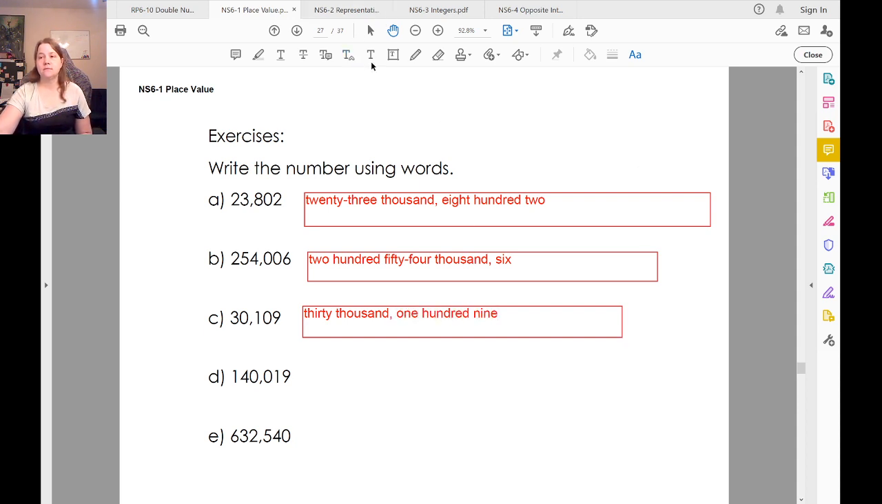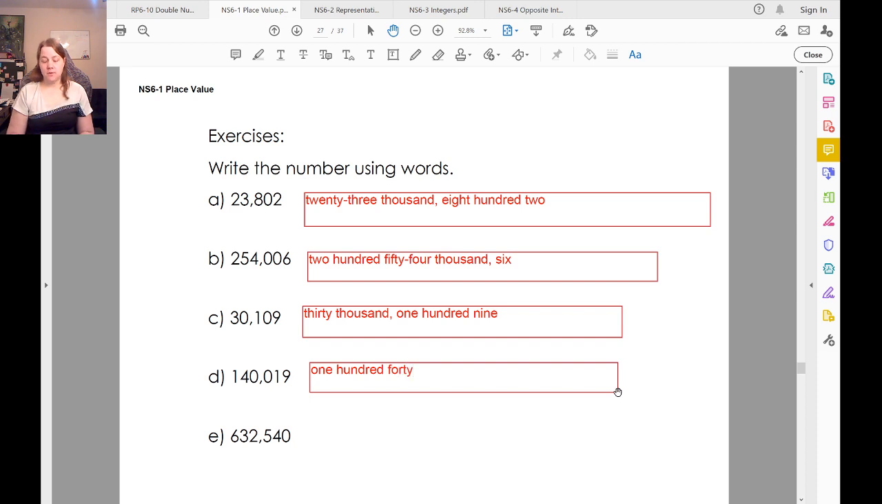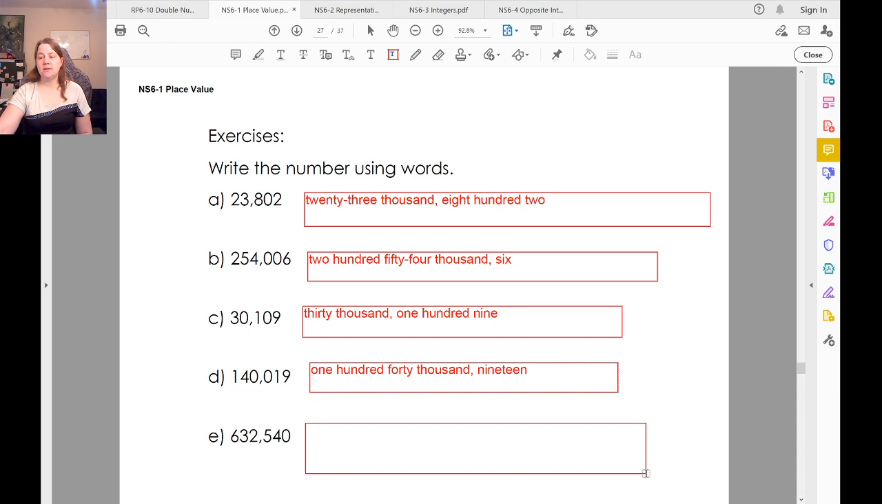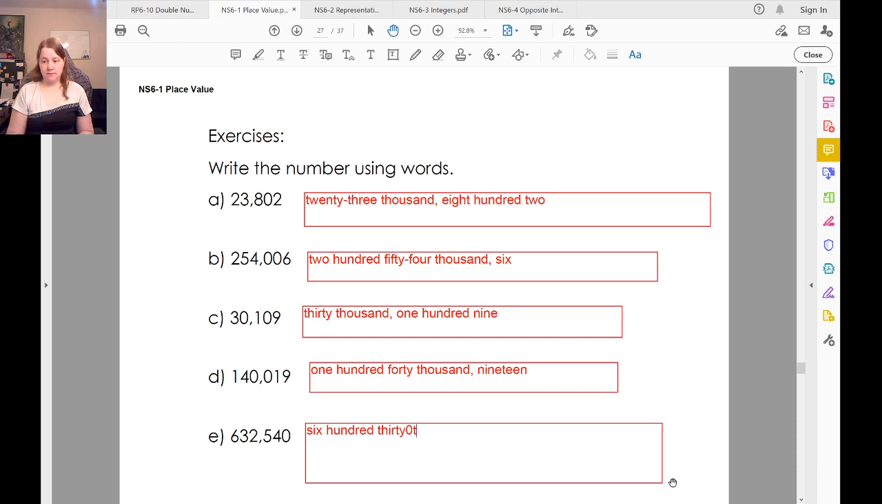30,109. Let's go ahead and take a look at the next one. 140,000. Oh, there, that 40 is coming in. 19. And then, of course, we come up to the very last one, probably the most challenging. 632,540. There you go.